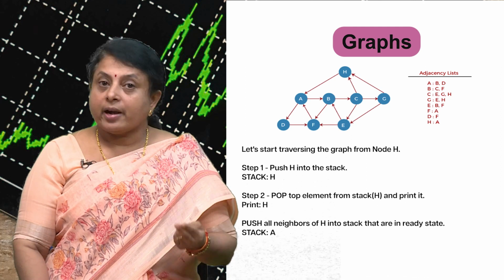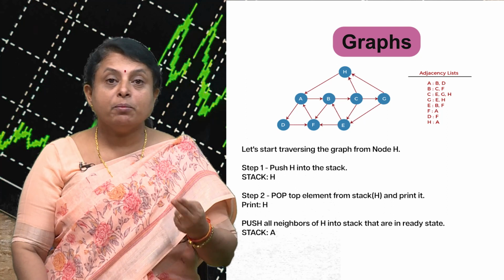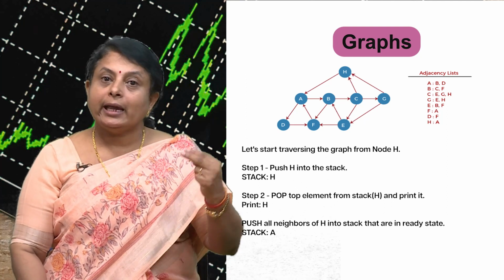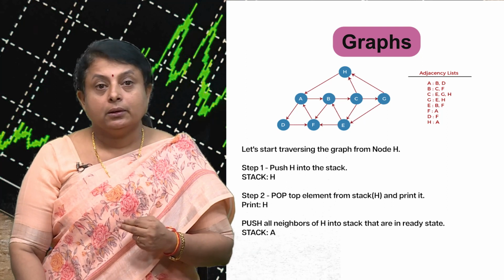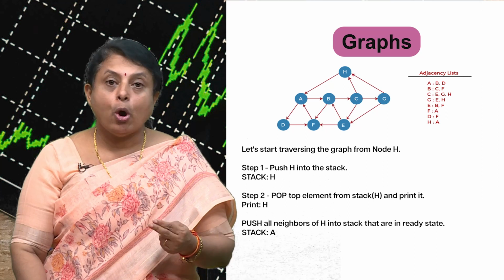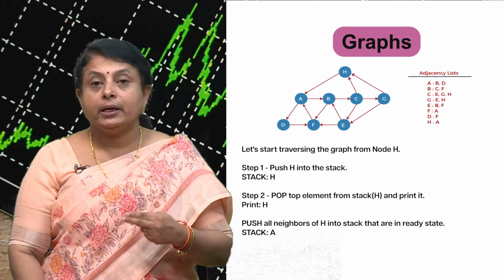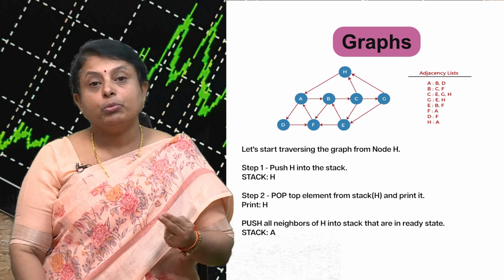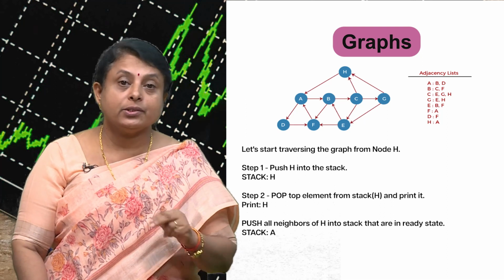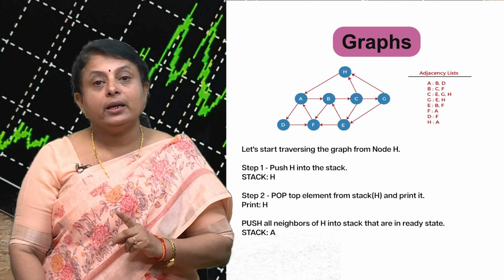Now, let us start traversing the graph from node H, that is, DFS implementation on the graph. Step 1, push H into the stack. The stack will be consisting of one element H. Step 2, pop the top element from the stack, that is H, and print it, print H, and then push all the neighbors of H into the stack that are in ready state. So, the stack will be consisting of one element A.